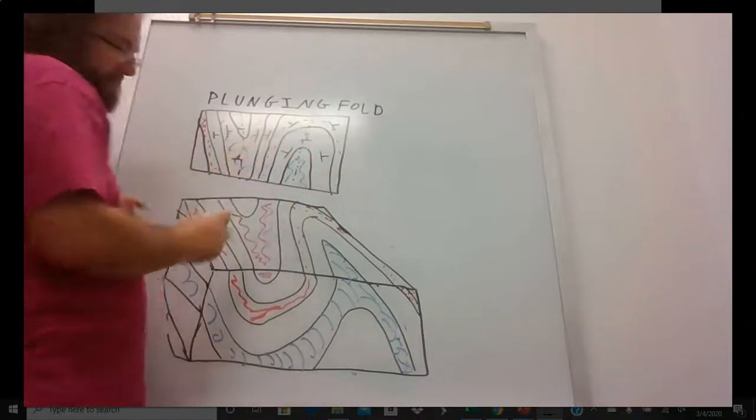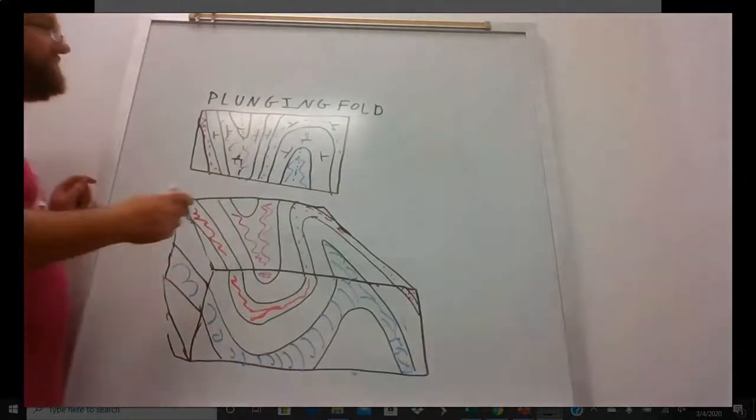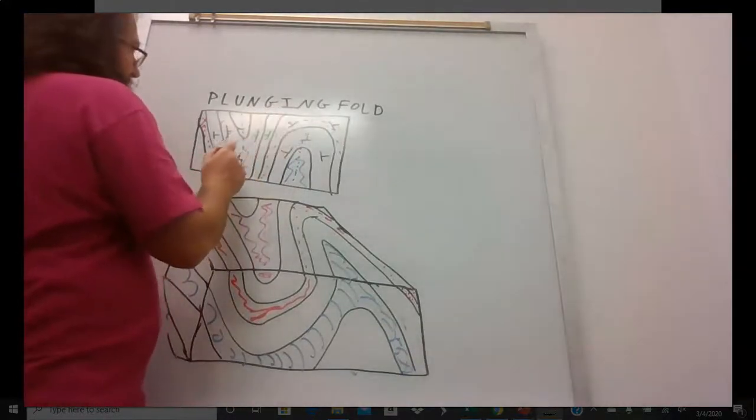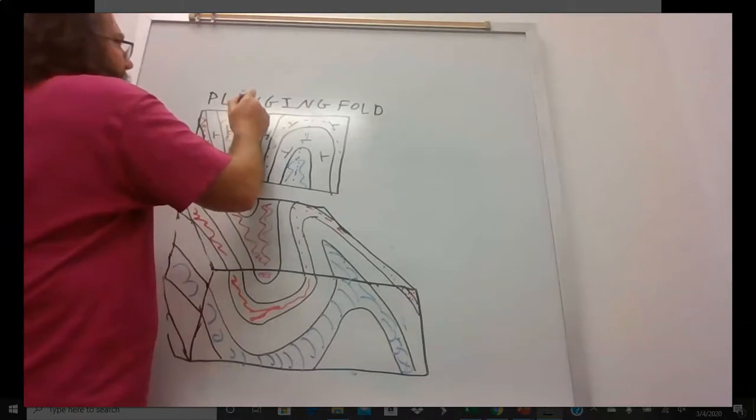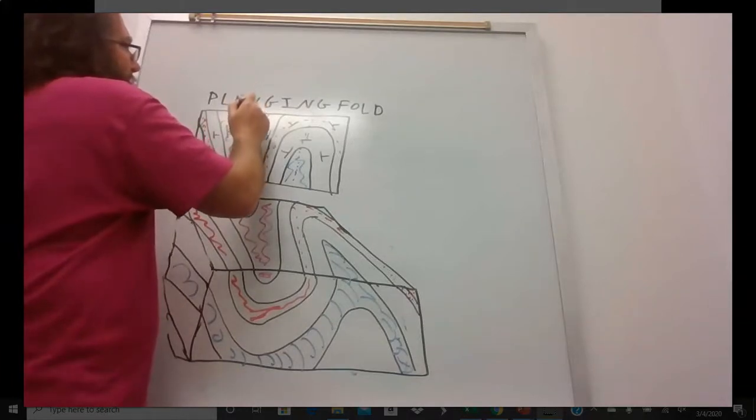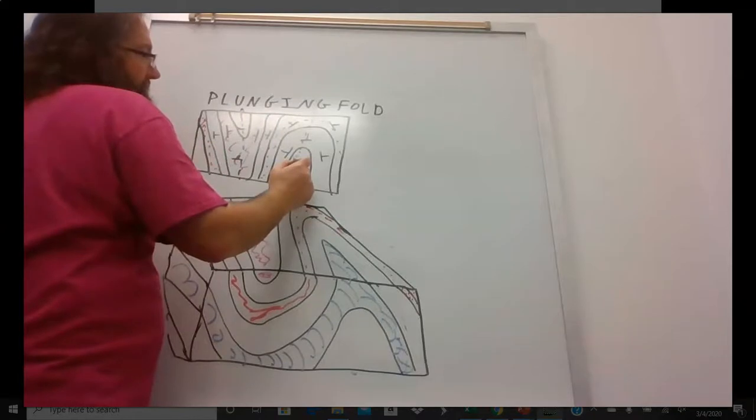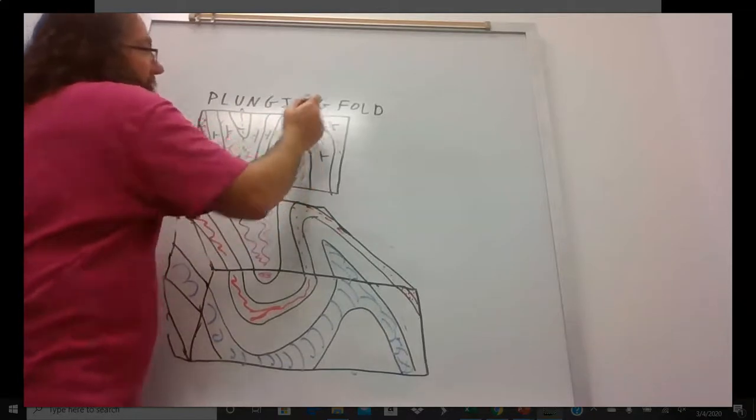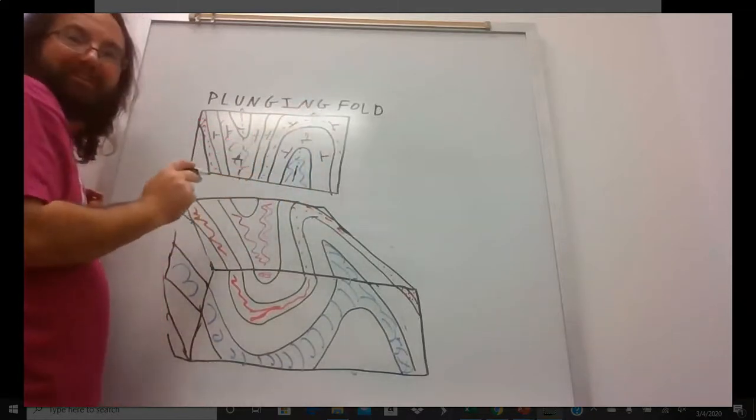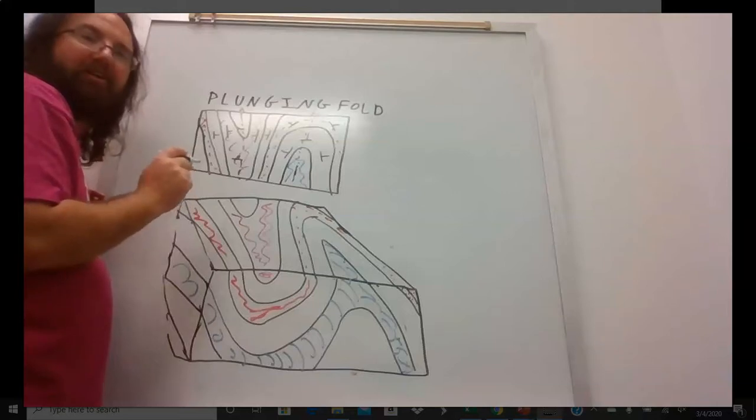Now, right along here, you have the axis for your syncline and the axis for your anticline. In this case, you can see from the side here, it appears to be plunging this direction. So we'll sometimes put a little arrow on the axis indicating the direction of plunge. In this case, if north is up, it is plunging to the north.